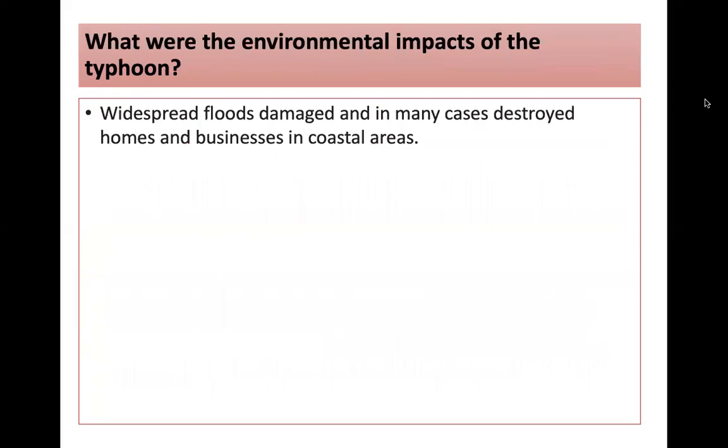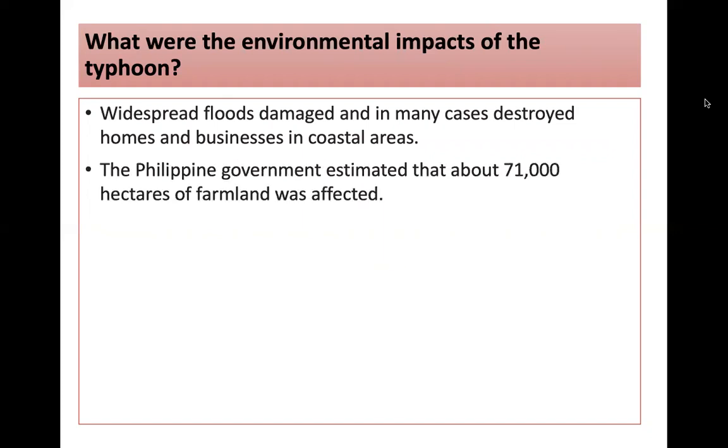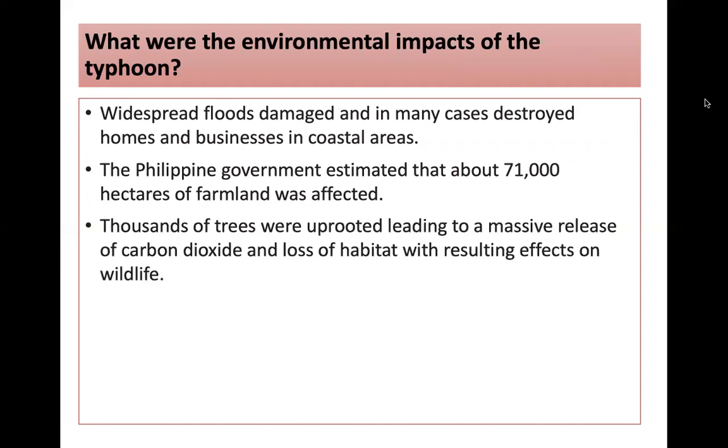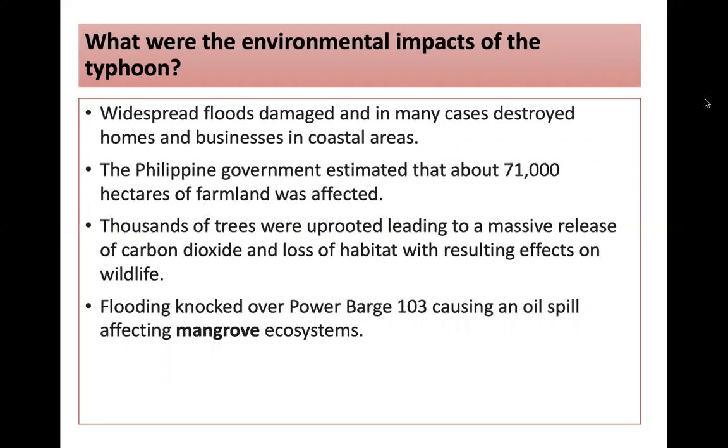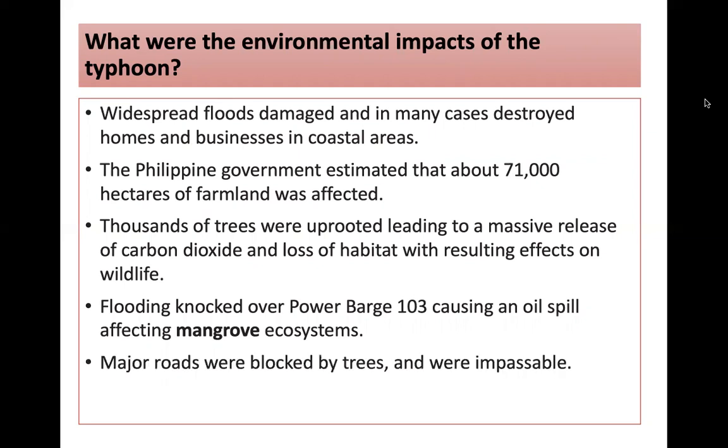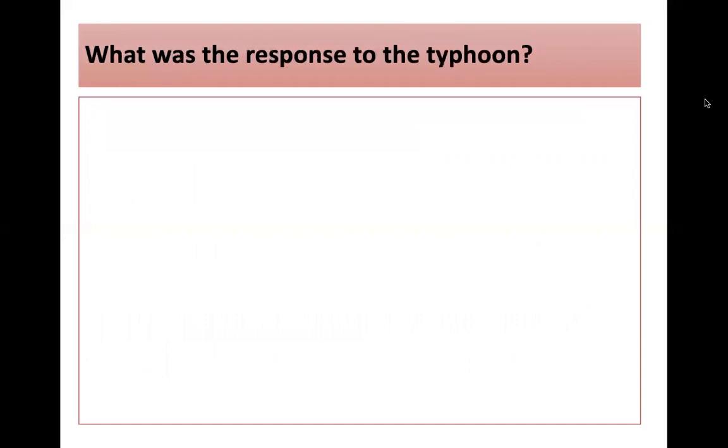Environmentally, there were widespread floods, damaging and in many cases destroying homes and businesses in coastal areas. The Philippine government estimated 71,000 hectares of farmland was affected. Thousands of trees were uprooted, leading to a massive release of carbon dioxide and loss of habitat, with resulting effects on wildlife. And flooding knocked over power barge 103, causing an oil spill affecting mangrove ecosystems. Major roads were blocked by trees and were impassable.